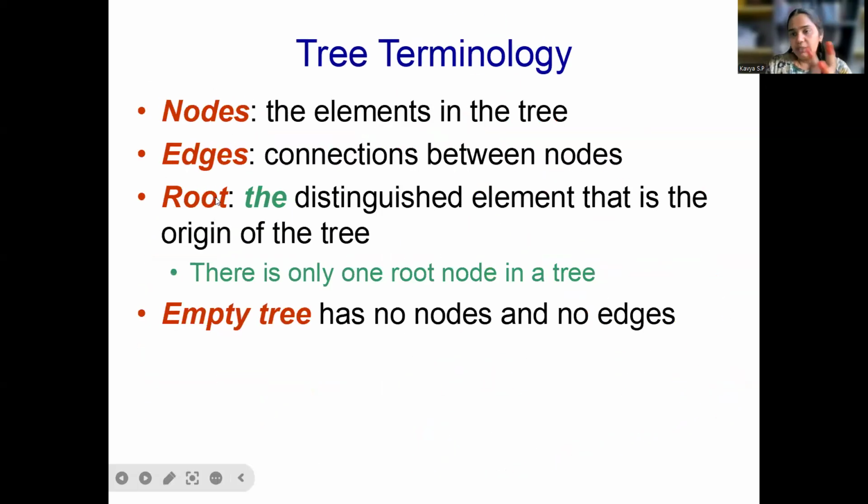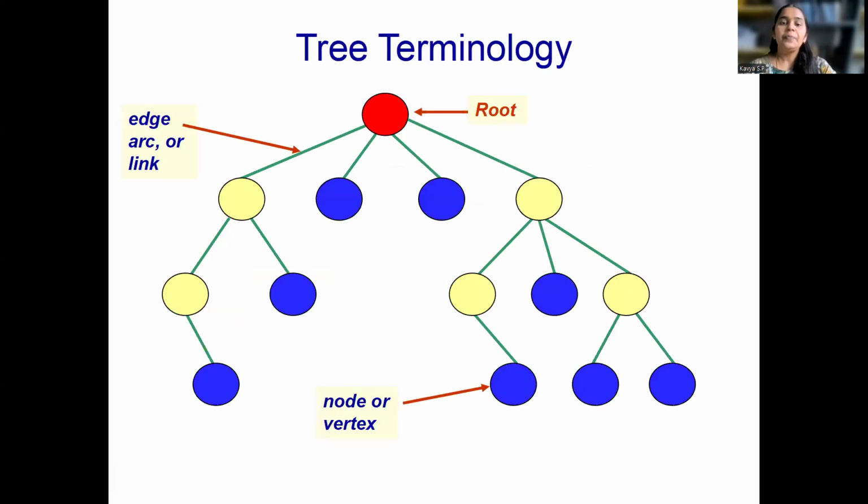A node is the place where you store the values, that is an element in the tree. Edges are nothing but the connecting lines between two or more nodes. Root is the origin, the first element that comes in while constructing a tree. As I was already telling, there is only one root for a tree. An empty tree is one which does not have any node or edge, right? So this is a picture of how a basic tree looks.